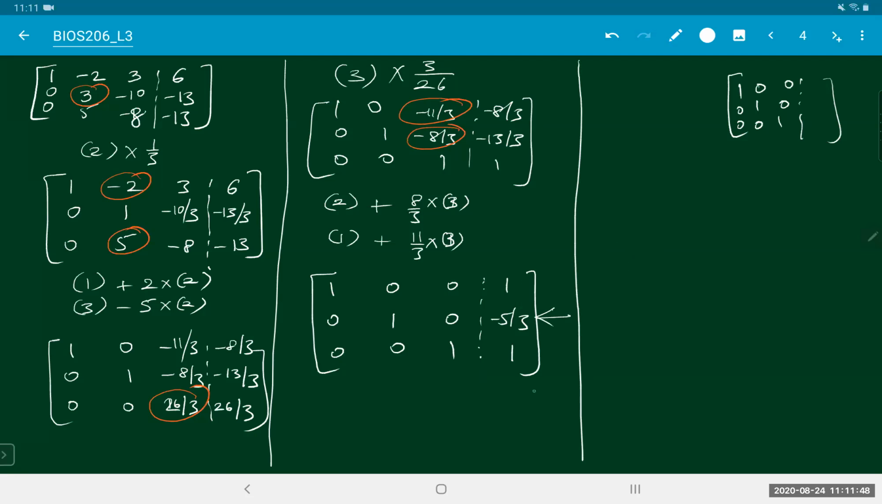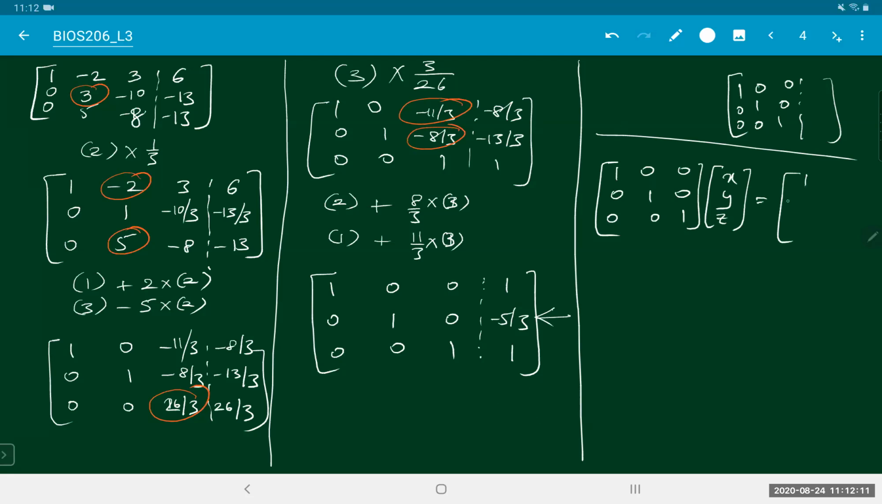Anyway, just to tell you what we have managed to do. Now this is our augmented matrix. Let's try and break it up again into the way it was before. So this has now become 1 0 0, 0 1 0, 0 0 1, times x y z, is equal to 1, minus 5/3, 1. I mean, this minus 5/3 is probably wrong, but whatever, there's some number over there.